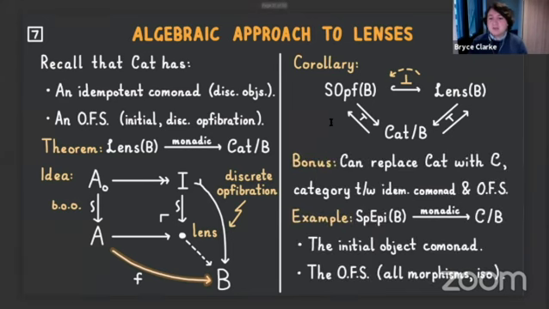And a bonus is that we can use this result to generalize. We can replace Cat with any category together with an idempotent comonad and an orthogonal factorization system, together with some properties, and we can use this to generalize this monad. I don't have time to go through this example, but ask me at the end if you're interested.